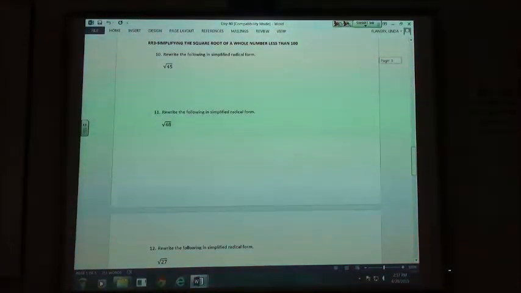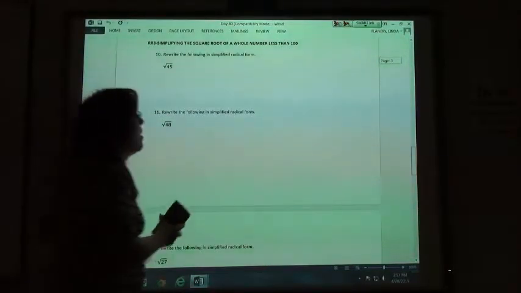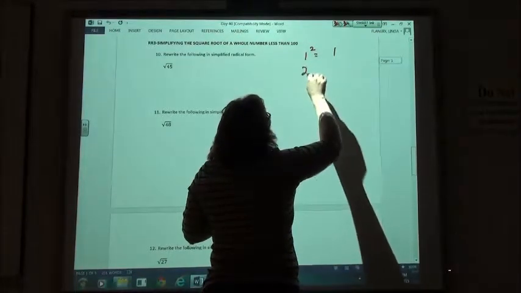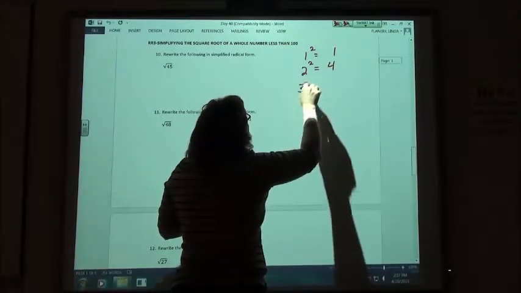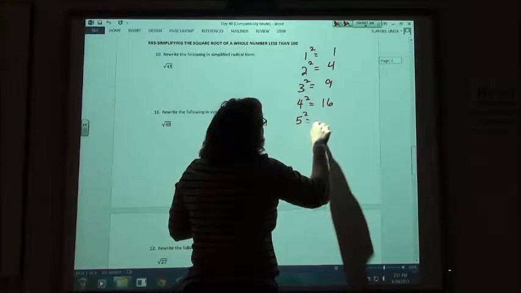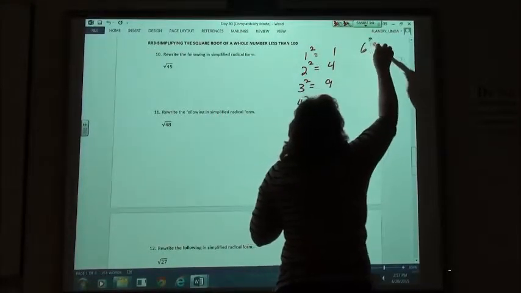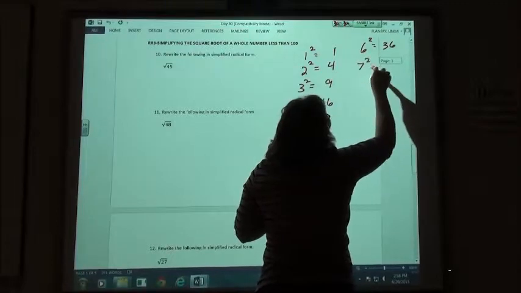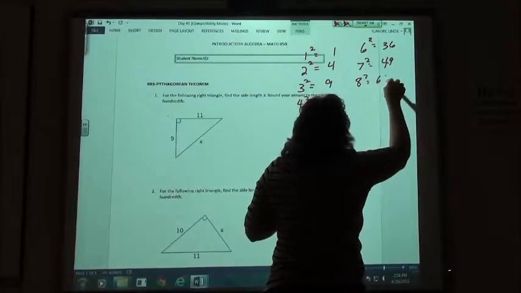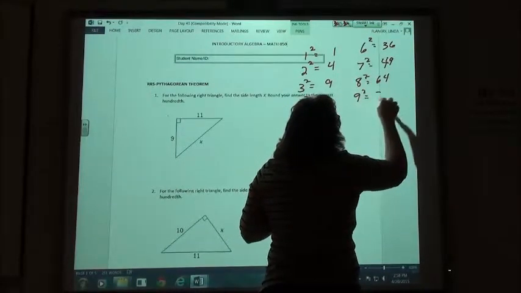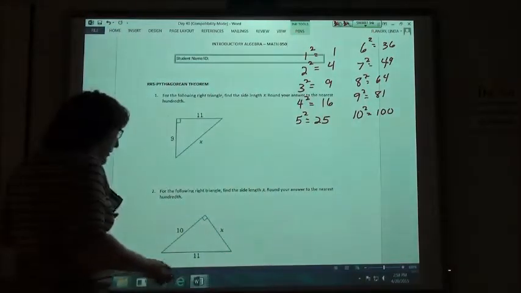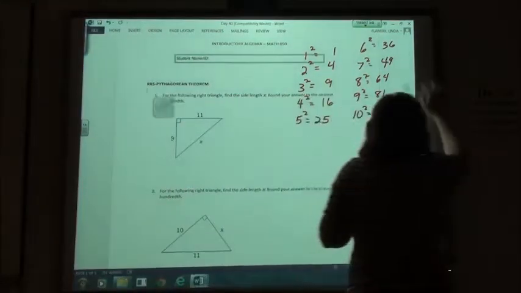So when I'm working with square roots, I want to know what my perfect squares are. 1 squared is 1. 1 times 1 is 1. 2 squared, 4. 3 squared, 9. 4 squared, 16. 5 squared, 25. 6 squared, 36. 7 squared, 49. 8 squared, 64. 9 squared, 81. 10 squared, 100. Obviously, I could keep my list going. My board moved on me again, but we can move that back.